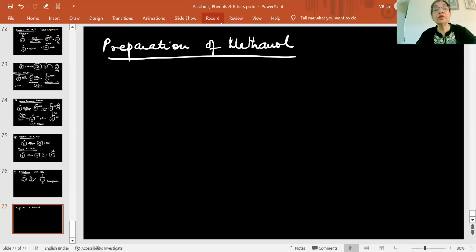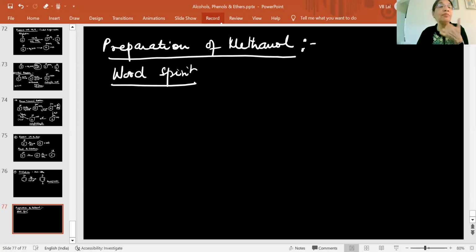Large scale preparation of methanol. How do you prepare methanol on a large scale? So another name of methanol is wood spirit. Why do you call it wood spirit? Because from wood you get methanol. So what you do is you do destructive distillation of wood, and you can get methanol, and that is why methanol is known as wood spirit.